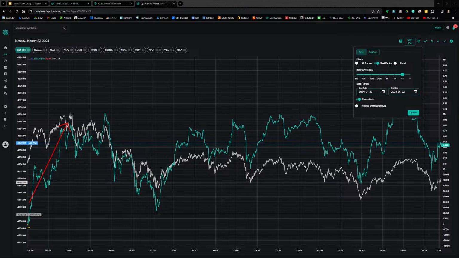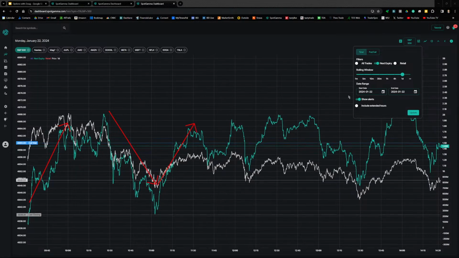Positive delta up to potential resistance. Negative delta back down to support. Positive delta. Negative delta. Positive delta. So price responding up and down. It looks like now they may be taking positive delta positions again. Overall, though, of course, price is trending lower.